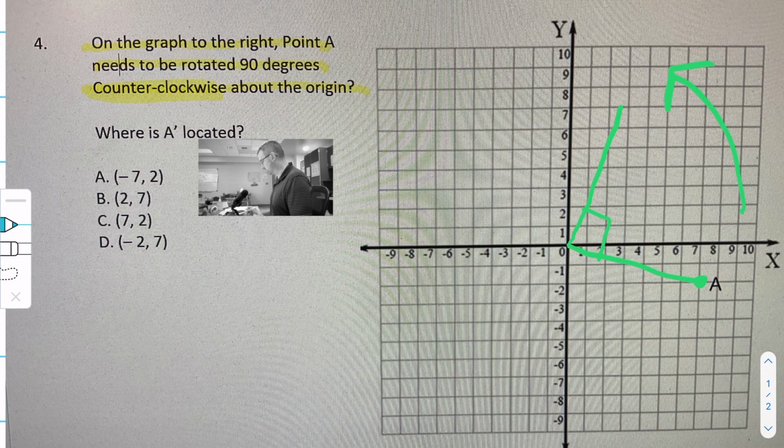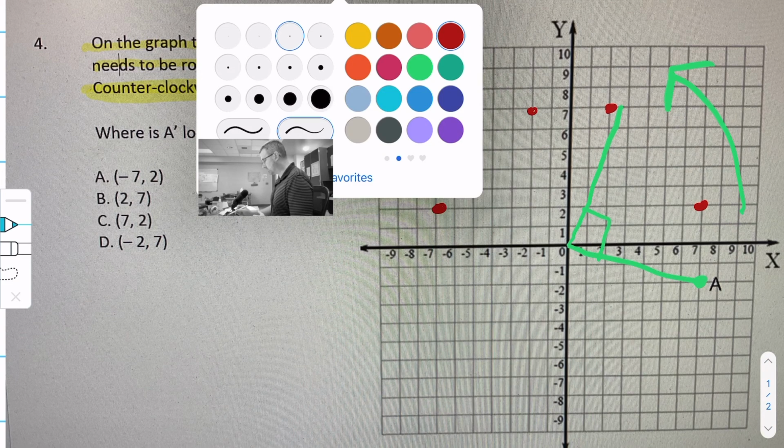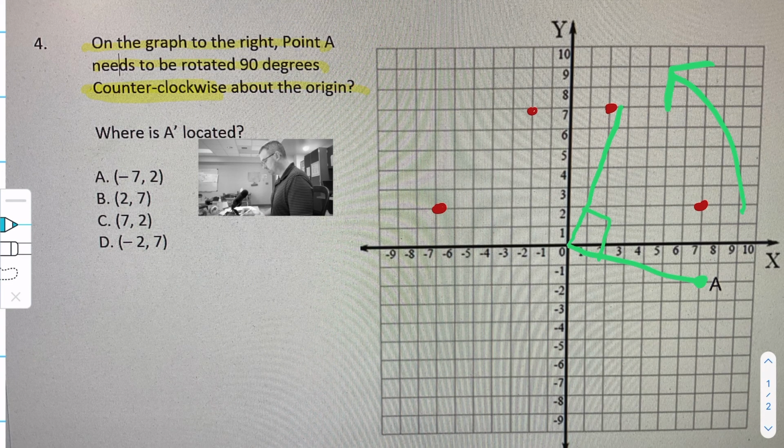What are the choices for my answers? Well, -7.2 is right here. It didn't end up there. 2.7 is right here. Well, that looks like a pretty good candidate. That's pretty close to where I ended up. And then 7.2 is right here. Well, nowhere near that. And -2.7 is right here, and I'm nowhere near that. So it looks like a good choice for this is going to be 2.7. Okay, and that is in fact the case. All right, so that's rotating 90 degrees counterclockwise.